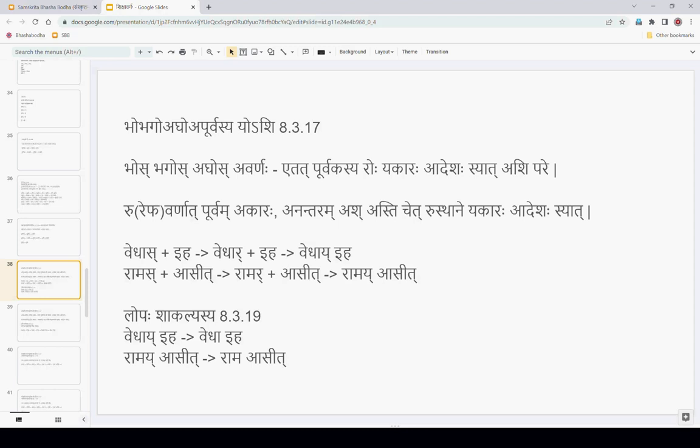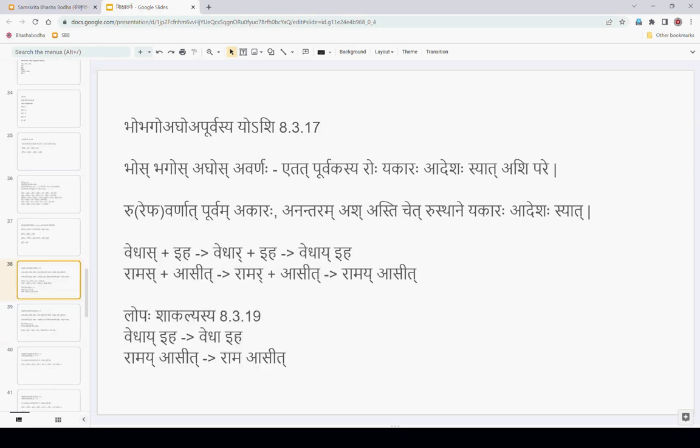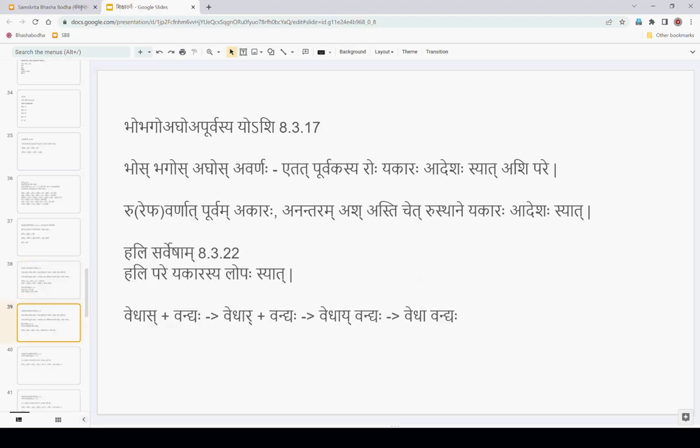Why these examples are given? Why you are not taking that Vyanjanam after that? Because there is another sutra following by Panini only. This is not Vikalpa. Panini only saying, Hali Sarvesham means Shakalya is saying like this, Lopa Shakalya. But Shakalya is not clearly stating when that Lopa happens, Yakarasya Lopa. But that's why Panini is confirming later, Hali Sarvesham means Yakarasya Lopaha Halipare Sarvada Bhavati. Halipare Yakarasya Lopa Syat. So, idanim Vedhas Vandyah iti asti. Vedhar Vandyah, Vedhaya Vandyah, Vedha Vandyah iti.